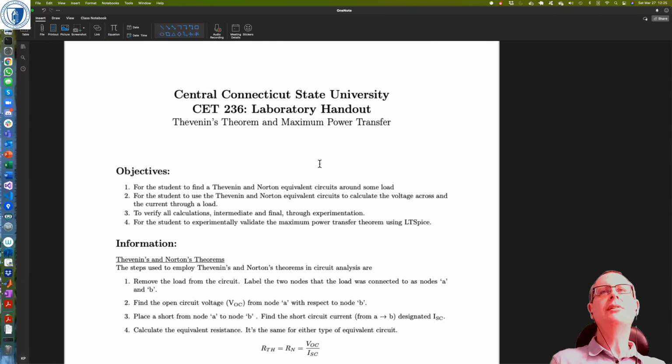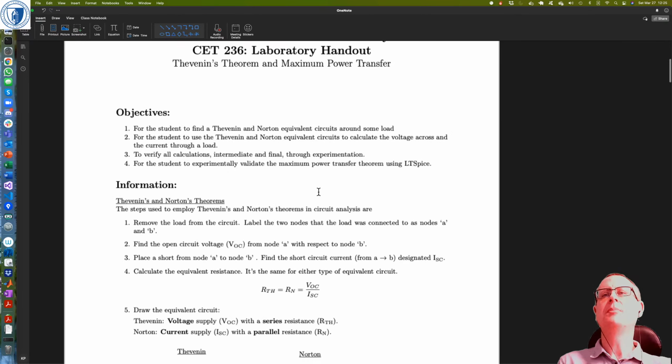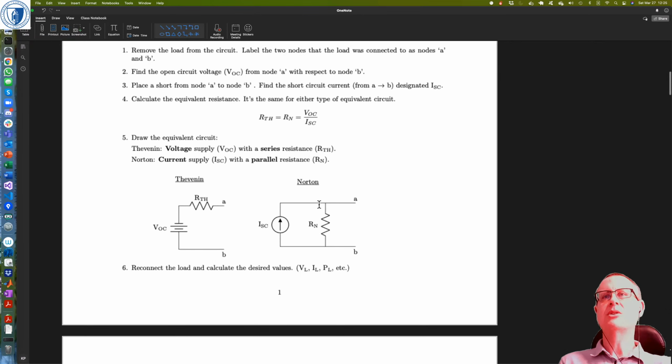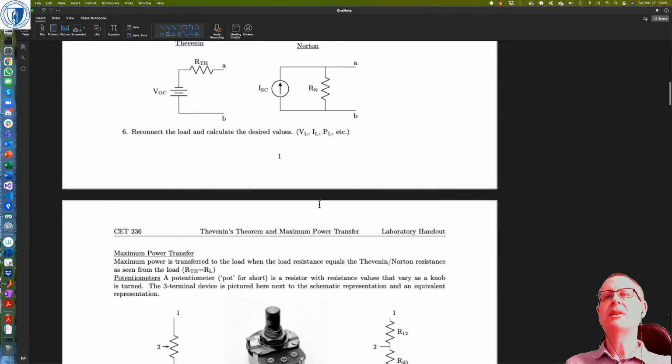Okay, so this is a lab about Thevenin, Norton and maximum power. Right, and we've just gone through Thevenin and Norton. So I'm not going to talk much more about those.